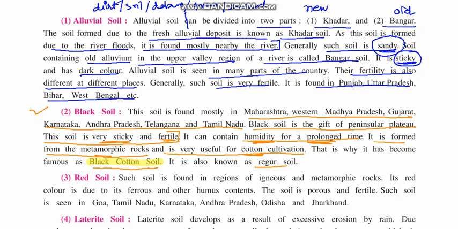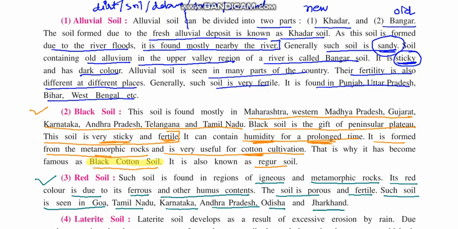Next soil is red soil. Such soil is found in regions of igneous and metamorphic rocks. It is red in color due to the ferrous, that is, iron content. The soil is porous and fertile. So it is porous, and at the same time fertile. It can absorb a lot of water. Such soil is seen in Goa, Tamil Nadu, Karnataka, Andhra Pradesh, Odisha and Jharkhand. So these are some of the places where red soil is found.